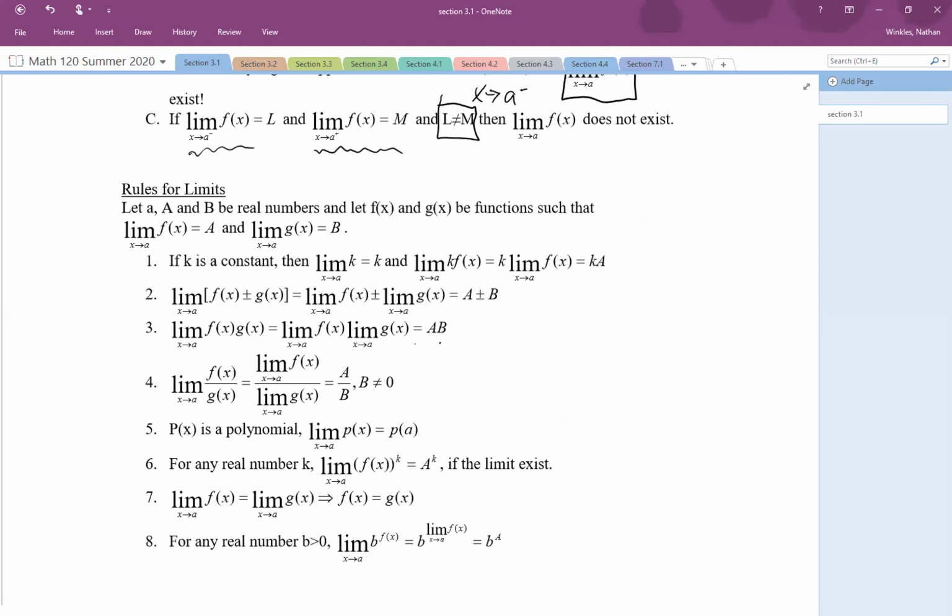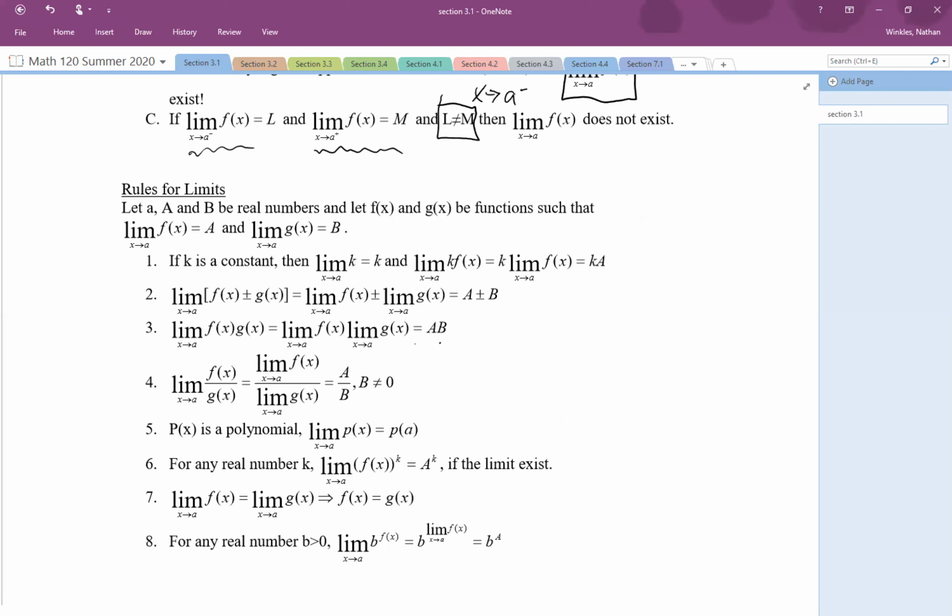If you have a division, the limit as x approaches a of f of x divided by g of x is equal to the limit as x approaches a of f of x divided by the limit as x approaches a of g of x, which is equal to a divided by b, where b is not equal to 0. The fifth one here: if p of x is any polynomial function, then the limit as x approaches a of a polynomial function is our polynomial evaluated at that a value.